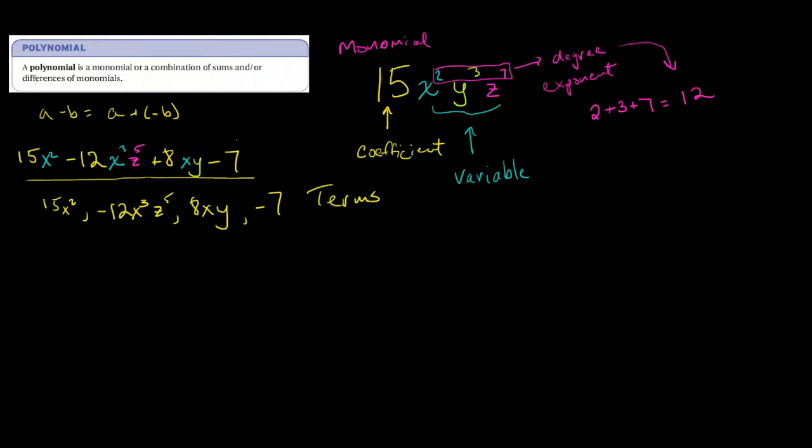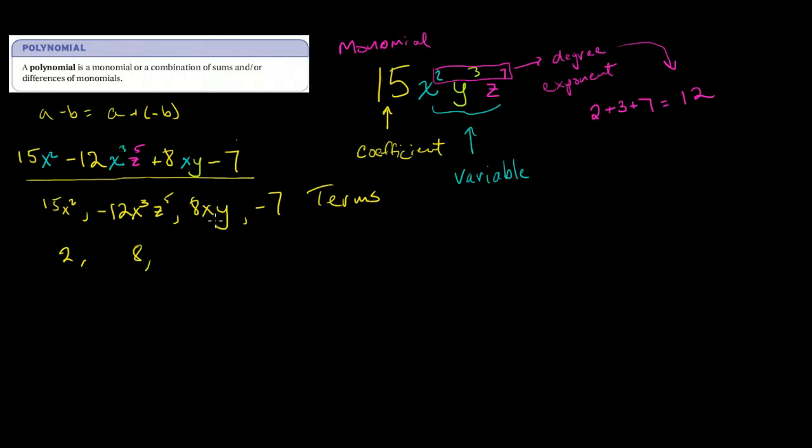Now, the next question is, what are the degrees of the terms? And remember, the degrees are just, for each term, all of the exponents added together. So x squared, that's only got a degree of 2 because there's only that x squared there. The next term has an x to the third and a z to the fifth. That's got a degree of 8.